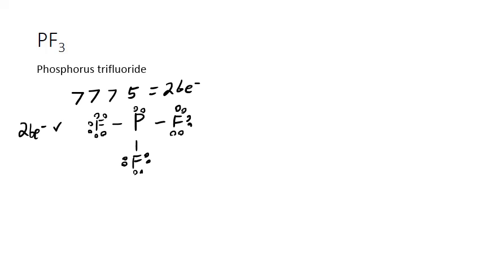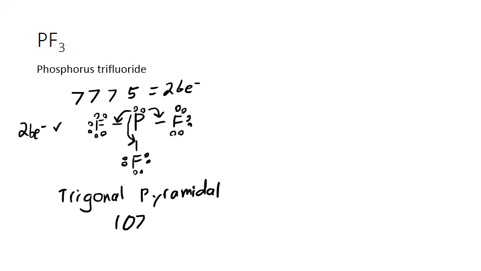Just like we saw with selenium dioxide, the electrons at the top here push down on these bonds. And it creates a different shape that we call trigonal pyramidal, because it's kind of like a pyramid shape. The bond angle comes out to around 107.3 degrees. So it's a very unique molecule.